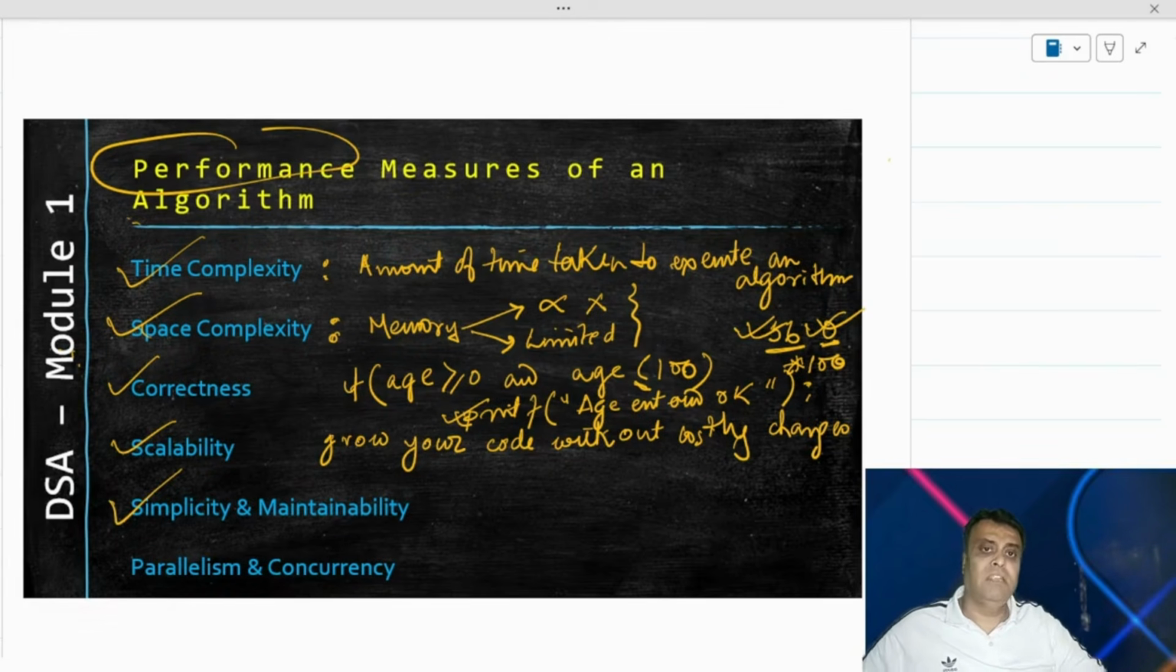What about simplicity and maintainability? If 6 months down the line you see the code and understand it, then your code is simple and maintainable. Because these are codes that you will not always be looking into.